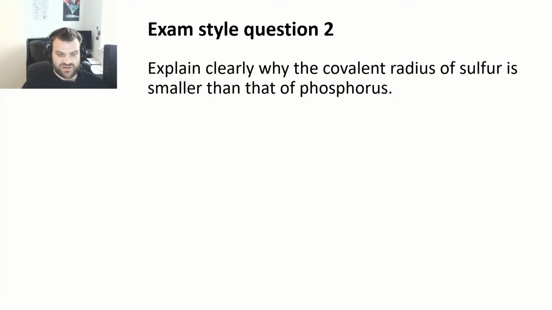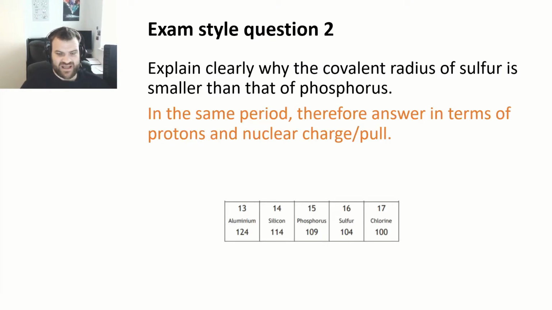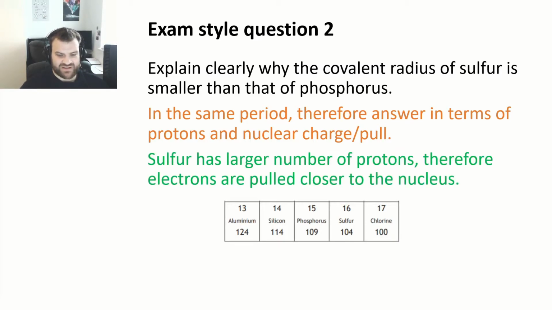As we move on to our second question, which is asking you to compare the covalent radius of sulfur and phosphorus. These are in the same period, therefore our answer has to be in terms of protons and nuclear charge or nuclear pull. And what we can say is that sulfur has a larger number of protons, therefore the electrons are pulled closer to the nucleus.